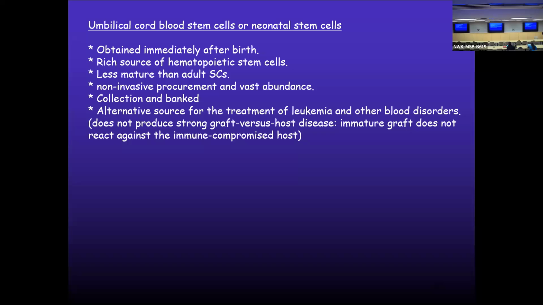You have umbilical cord blood stem cells, or neonatal stem cells. They're more into the adult stem cells than the embryonic stem cells; they are much more similar to the adult stem cells. They're a rich source of hematopoietic stem cells, less mature than the adult stem cells, but also less mature than the embryonic stem cells. So they're in between. Okay, that's why they are obtained from the umbilical cord.